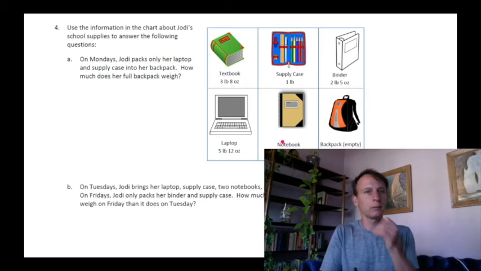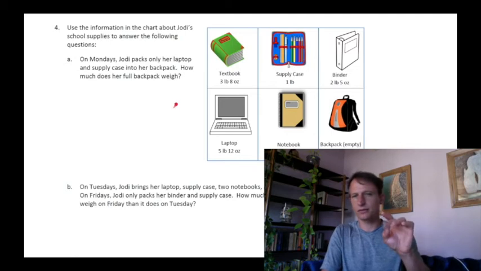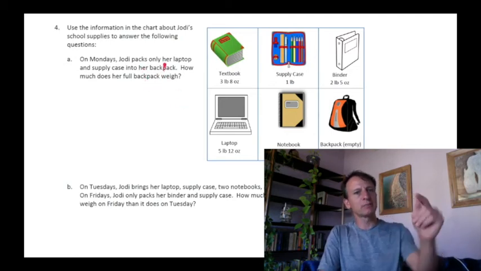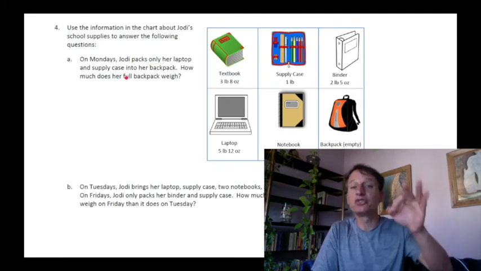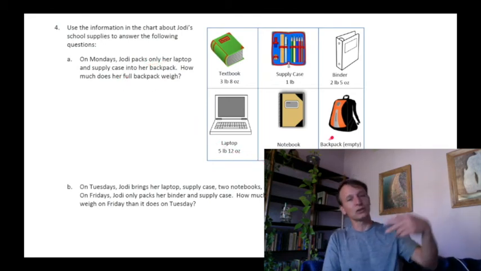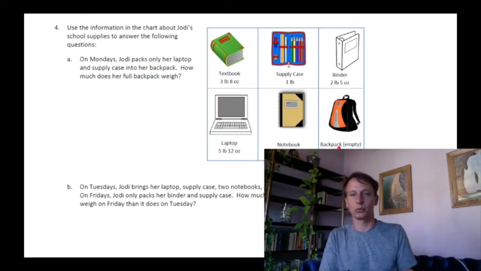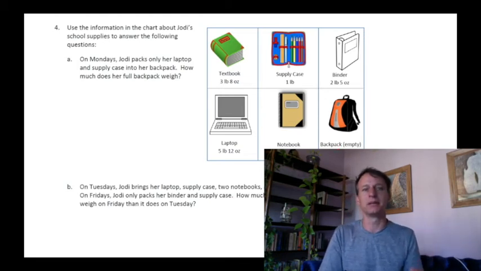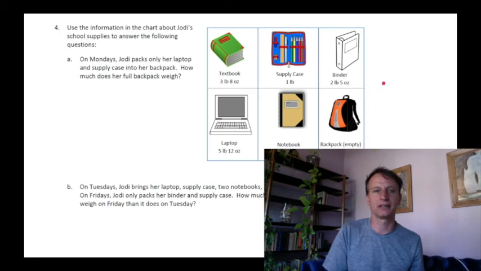The only thing I want to make sure you do on this one, the only time I've seen students get this one wrong was when they forgot saying A here. It's the laptop, the supply case, into her backpack. So you need to include the empty backpack there as well, okay? And here as well in B. Make sure you include the backpack itself.